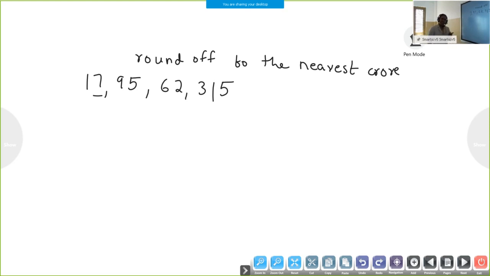Once you underline the digit in the crore's place, you move to the digit which is next to the right of the crore's place. Which place is to the right of crore? It is the 10 lakhs place. So you have to find out the digit in the 10 lakhs place. In the 10 lakhs place, the digit is 9.